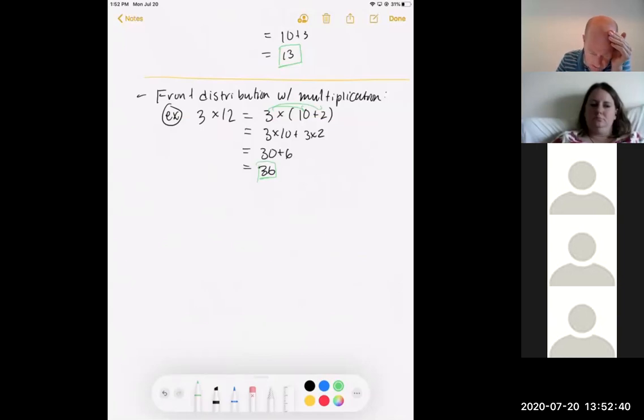Okay. Does this work with division? And if you find one counterexample, then that is sufficient to break the rule for everything.